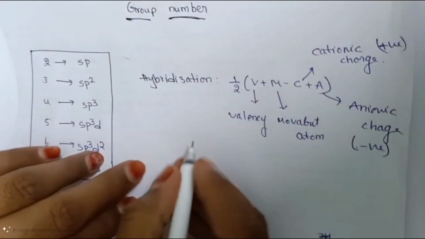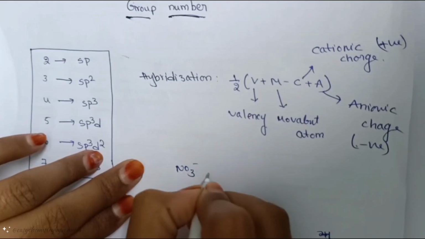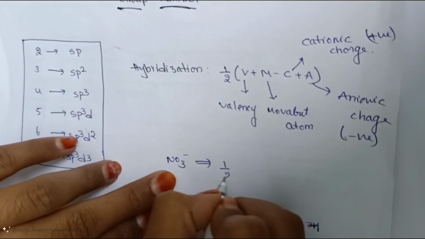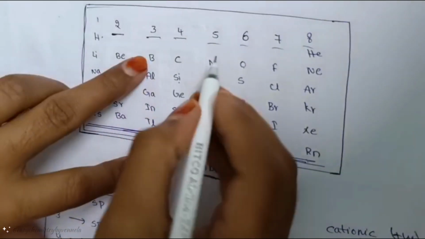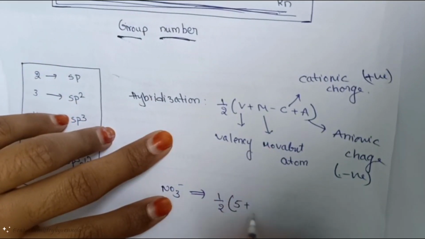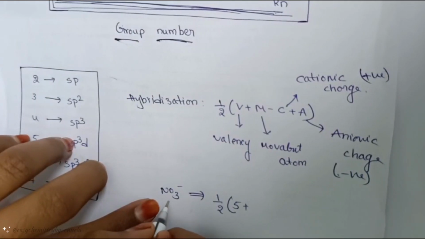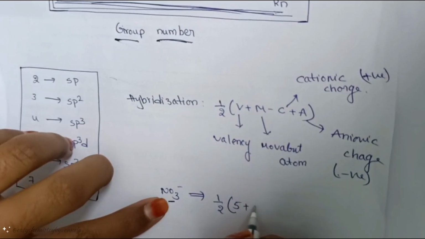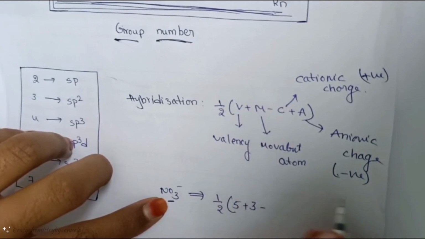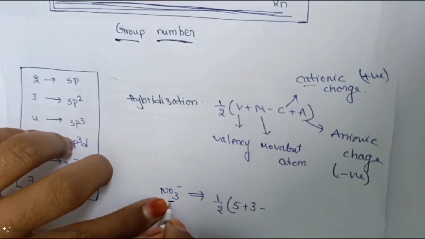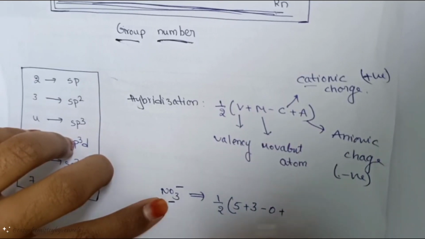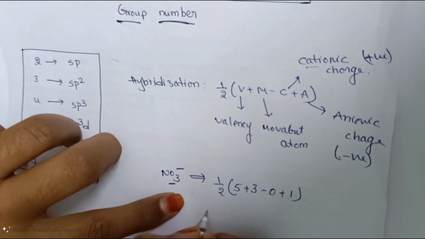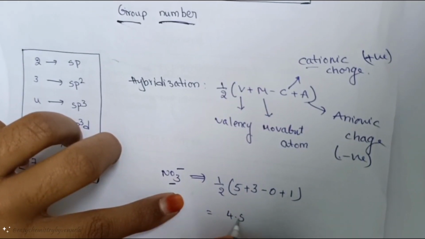So now I am taking one example, NO3 minus. Half into, what is the valency? Valency is nothing but group number. Here group number of nitrogen, fifth group. So 5 plus monovalent atom, this oxygen, 3, minus number of cationic charge. There is no cationic charge. Here only anionic charge is present. So 0 plus anionic charge is 1. So we get 4.5.